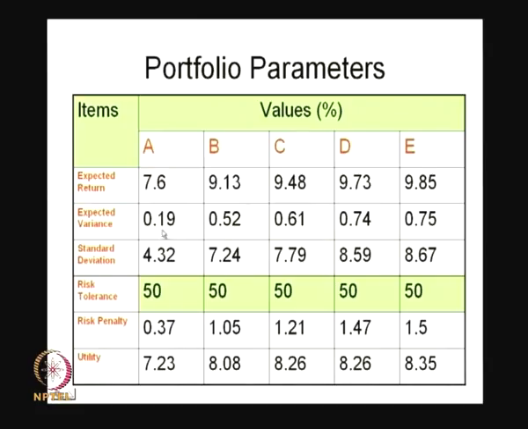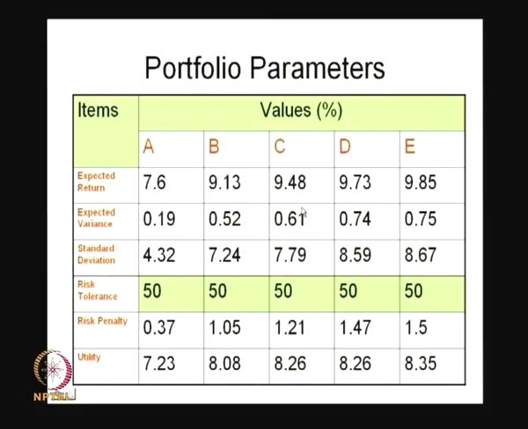Like that, if you calculate the expected variance, here it is 0.19, then 0.52, 0.61, 0.74, 0.75. The standard deviations are also calculated. The tolerance limit is here. Then what is the risk penalty? It is the expected variance divided by the risk tolerance. The expected variance is 0.19 divided by the risk tolerance, that is 50, which gives you 0.37, and here it is 0.52 divided by 50, it is 1.05.